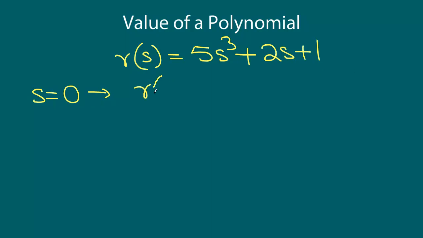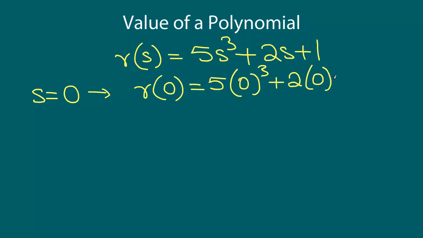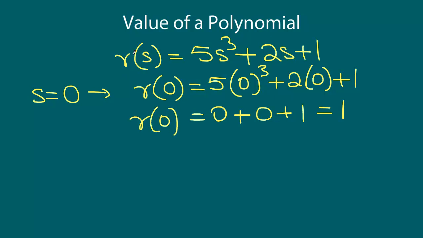So we will say r of 0. So wherever we have s, we will replace that with 0. So we will get 5 times, here we have 0 cubed plus 2 times 0 plus 1. Or this will be 0 cubed is 0, 5 zeros is 0, plus 2 times 0 is 0, plus 1 or simply 1. So we say r of 0, meaning the value of the polynomial at 0, is equal to 1.